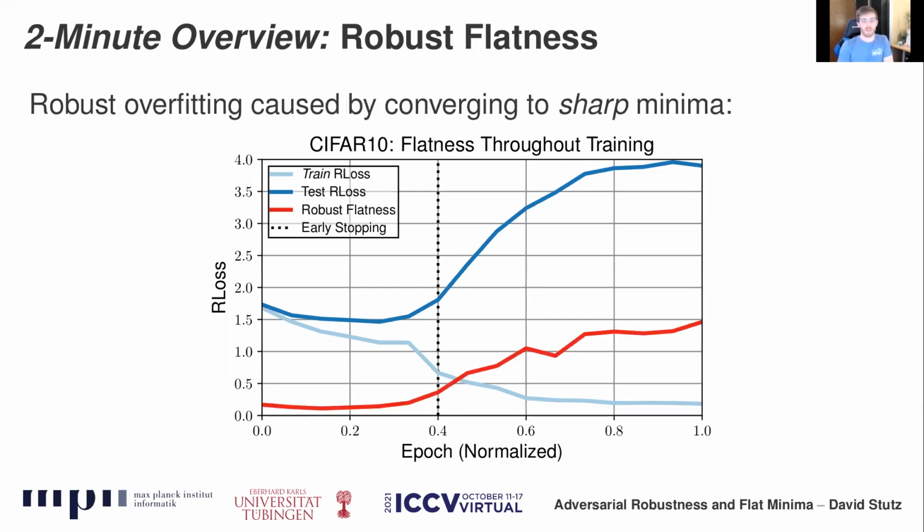We hypothesized that this overfitting is caused by converging to increasingly sharp minima in the robust loss landscape with respect to changes in the model's weights. We measure this by computing the change in robust loss when applying small random weight perturbations. This is shown in red, where a higher value indicates a larger change in robust loss corresponding to a sharper minimum. Clearly, sharpness increases significantly during robust overfitting.